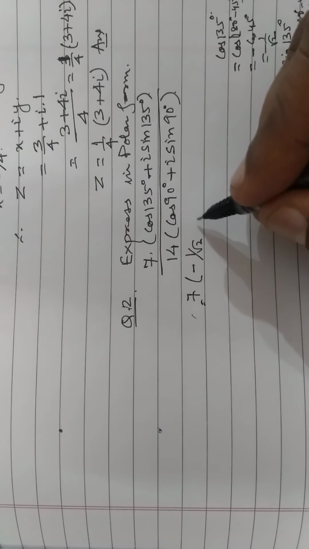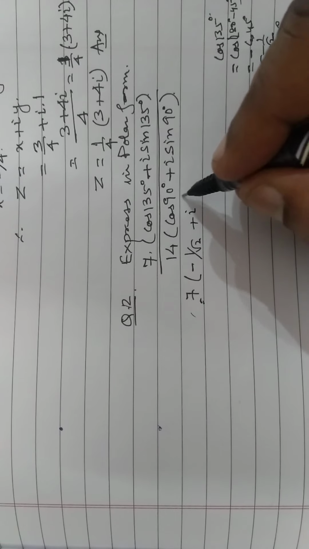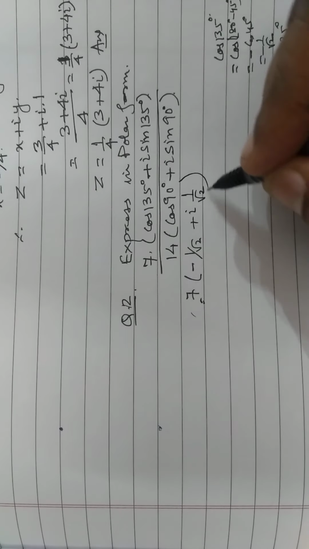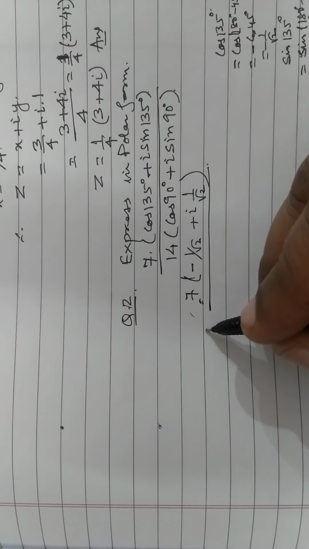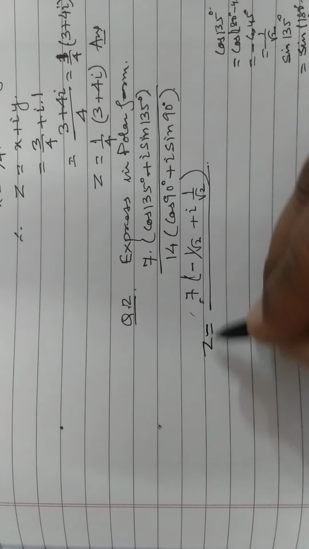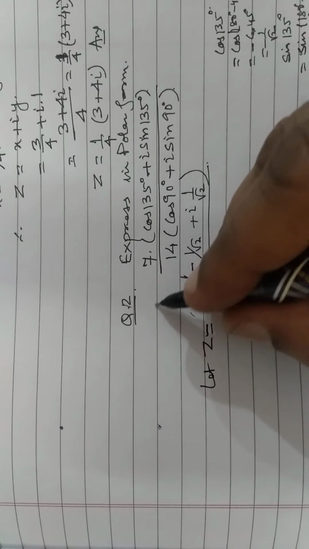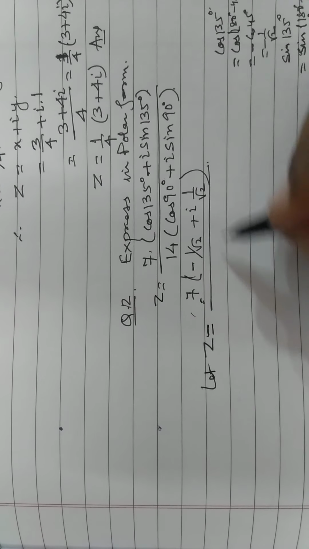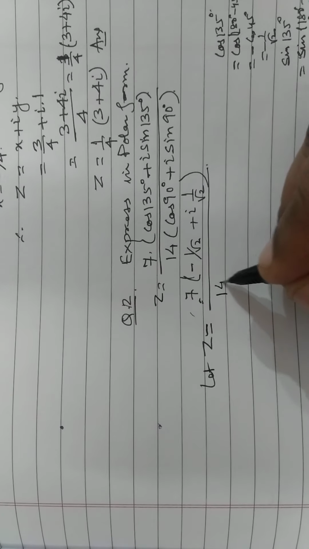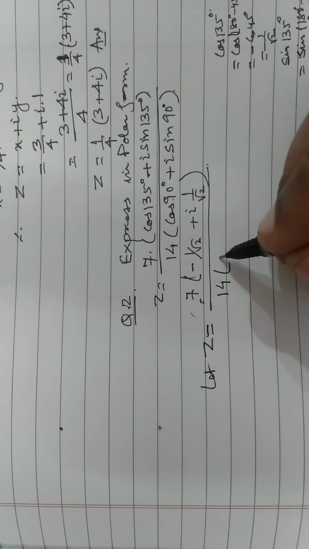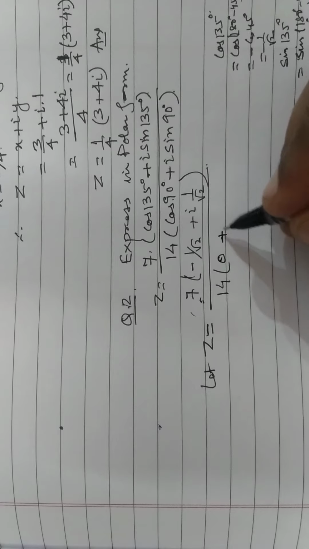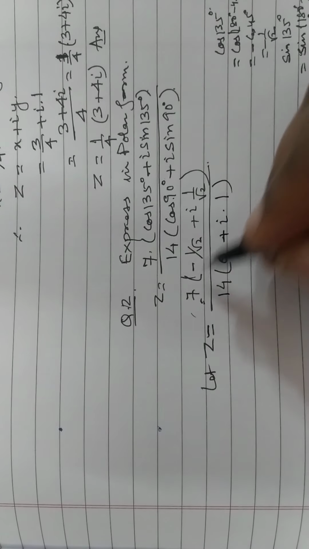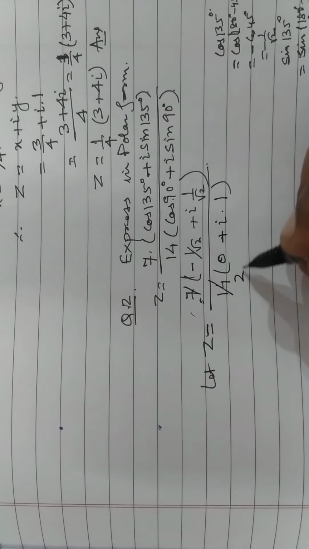So it is plus i by root 2. Now suppose this is the complex number z, and we are simplifying this. It is 1/4 cos 90 degrees, where cos 90 degrees is equal to 0, and then plus i sin 90 degrees, which is 1. So the 2 will cancel out.